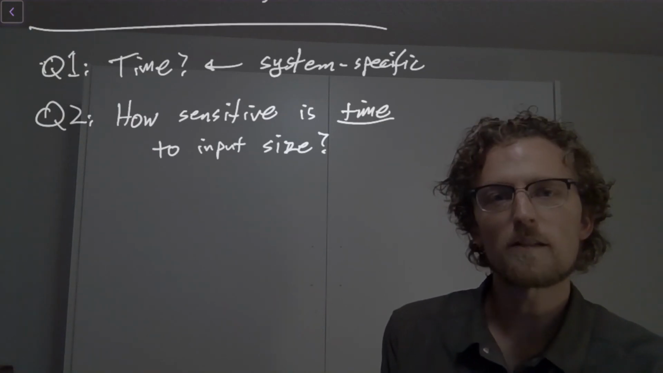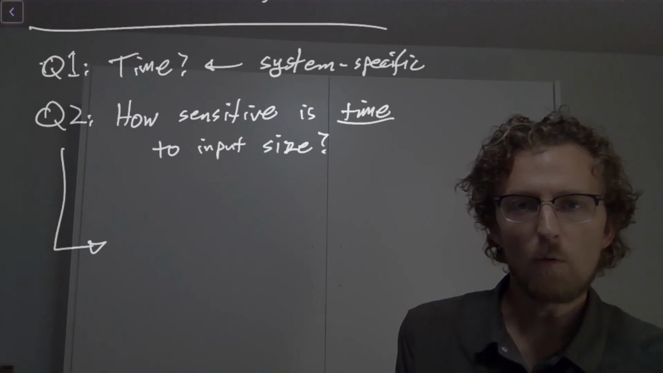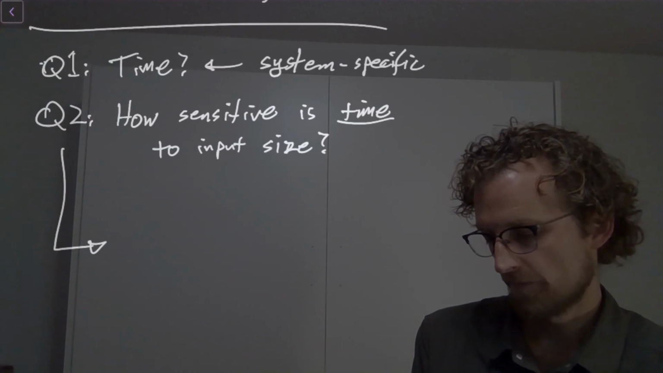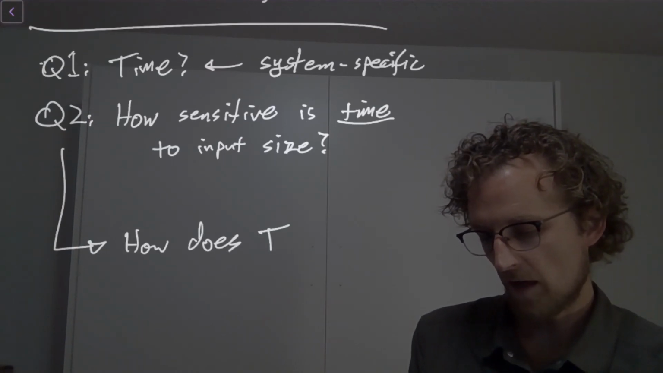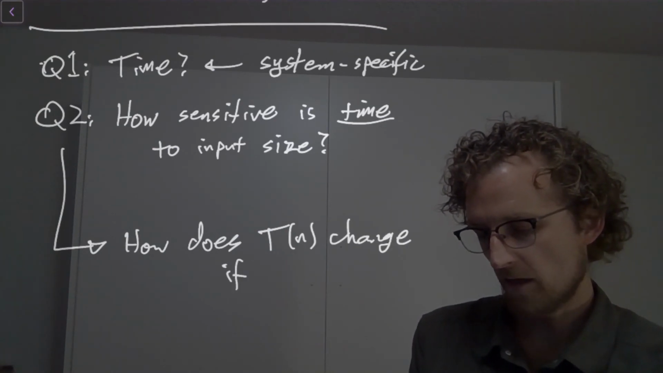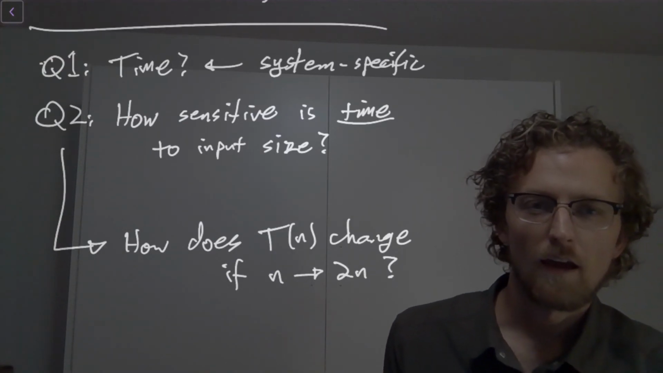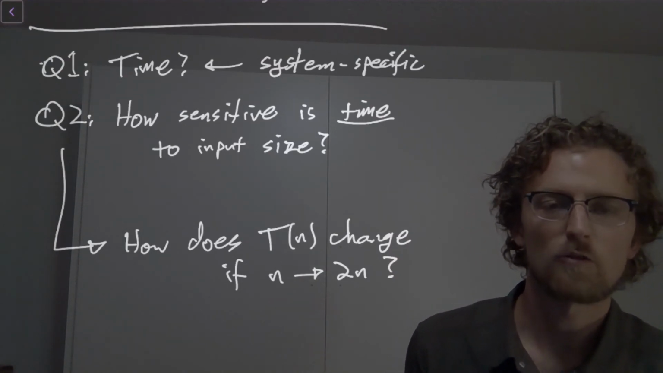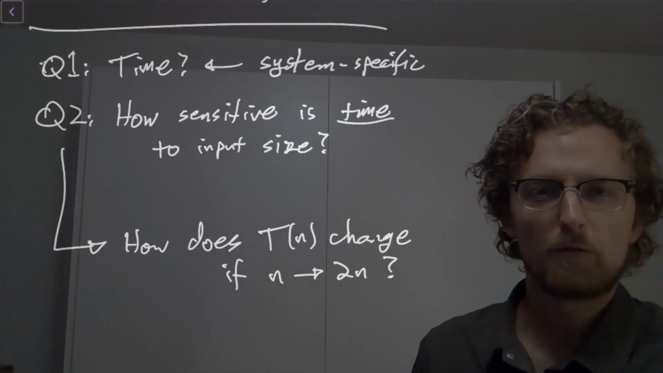One possible way I could ask this question is: how much does the running time change if I double the input? How does T of n change if n doubles? That's a question we're going to spend the next week or so really sinking our teeth into, trying to understand how it can be answered in a rigorous way for arbitrary algorithms.